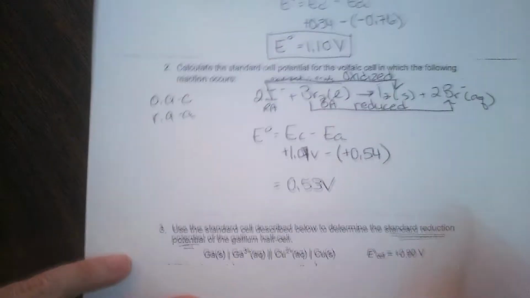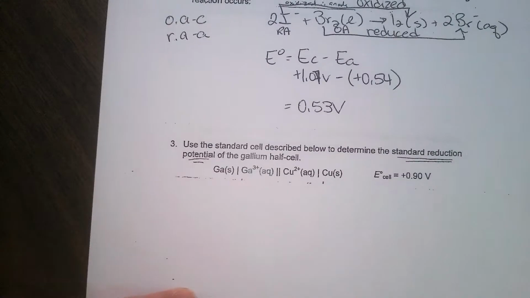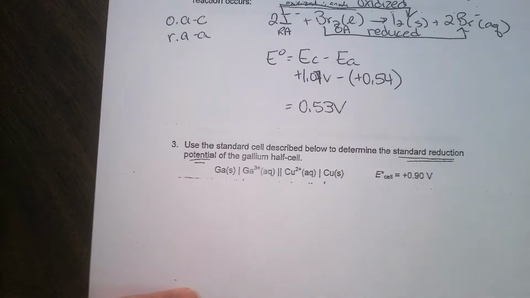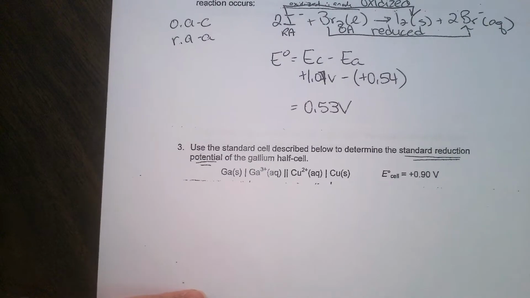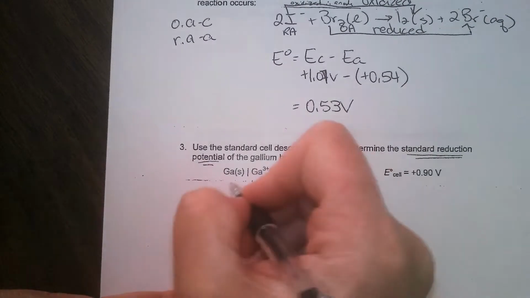No guessing, you have a calculator. Okay, this is a standard cell. How does this go? Do we remember? What's on the left side of the salt bridge? What's on the right side of the salt bridge? Cathode's on the right.